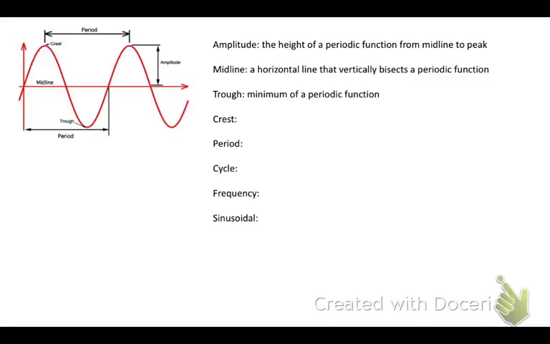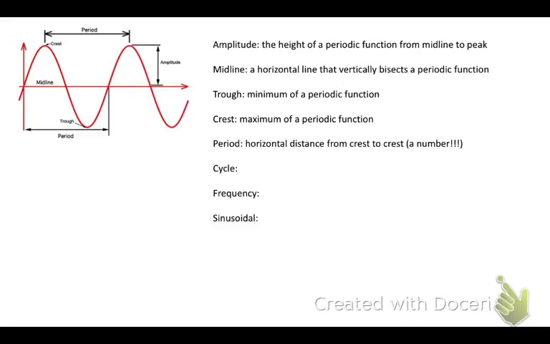The trough is the minimum of a periodic function, or you can think of that as like the valley. The crest is the maximum of a periodic function, or like the peak. The period is the horizontal distance from crest to crest. So that's a number. So the period is always a number.